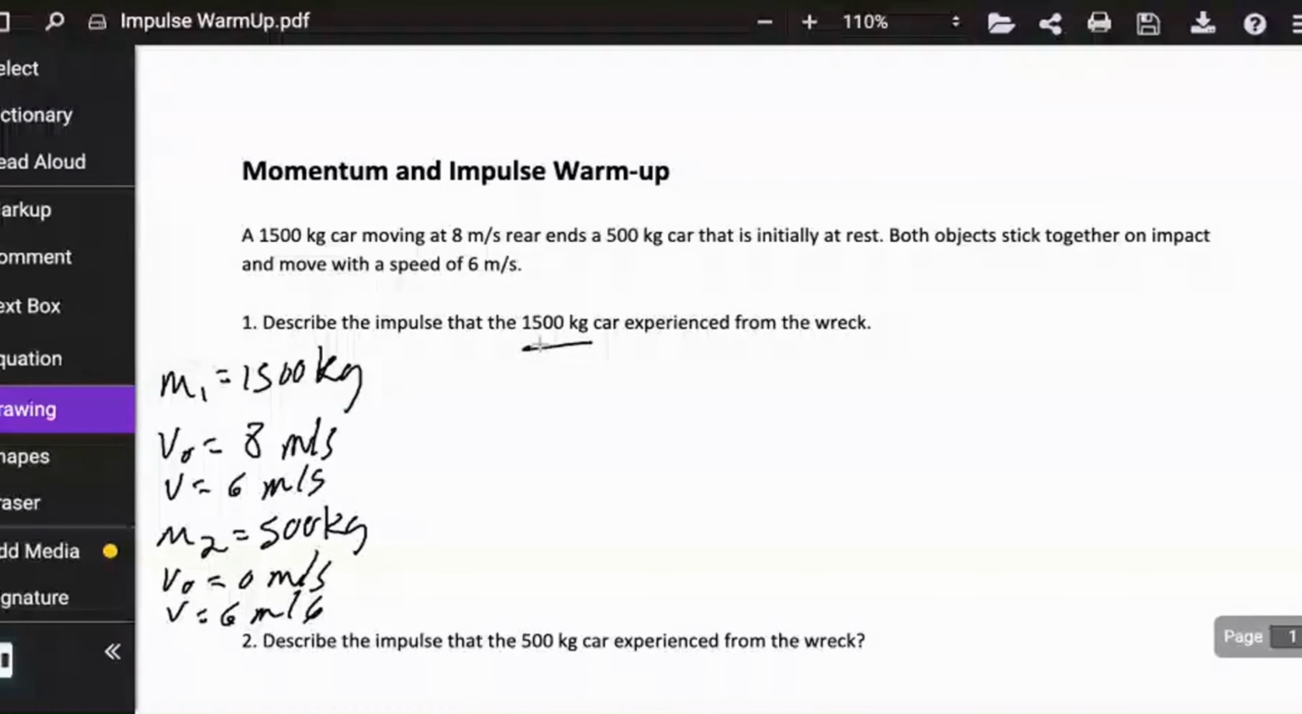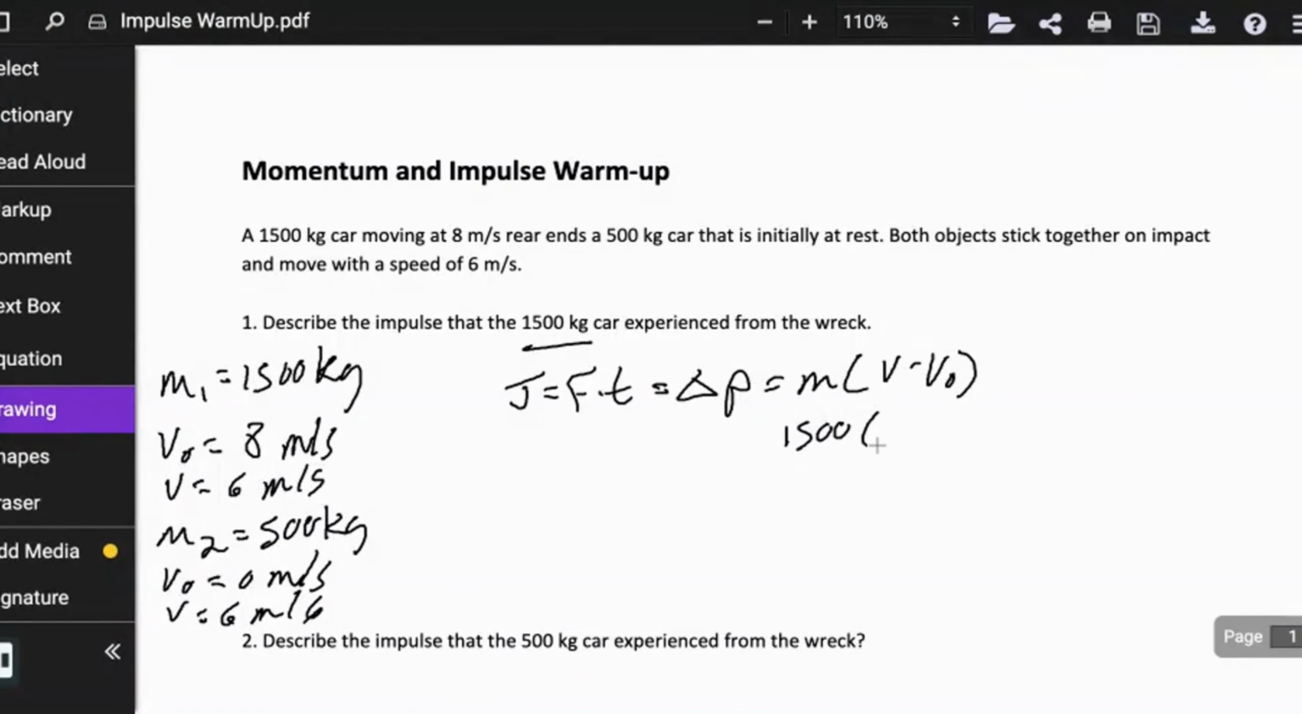We know that impulse is force times time. It is also a change in momentum, which can be calculated as mass times final velocity minus initial velocity. It's asking us about the 1,500 kilogram car, so we're going to take 1,500 kilograms times 6 minus 8.